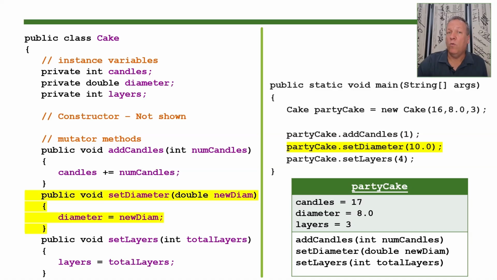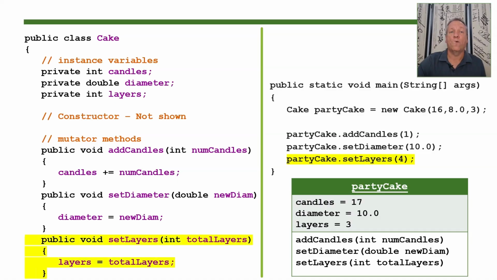partyCake.setDiameter(10.0) is going to call the setDiameter method in our Cake class, which copies 10.0 to the parameter newDiam and replaces the old diameter of 8.0 with our new diameter value of 10.0. Finally, by calling partyCake.setLayers with the argument of 4, the setLayers method is called, which replaces my old number of layers, 3, with the value of my totalLayers parameter, which is 4. Now we can see that all of the instance variables in our Cake object, partyCake, have been updated by using all of the mutator methods available that we wrote in the Cake class.